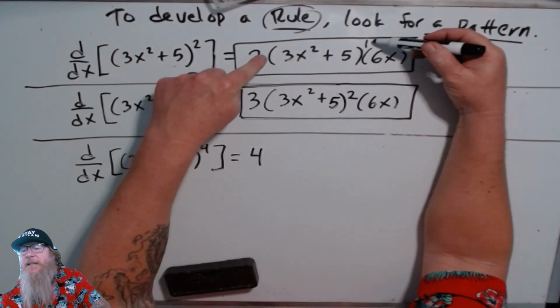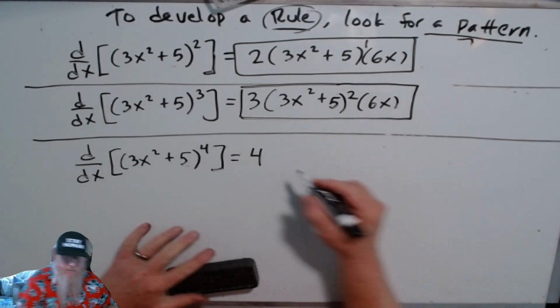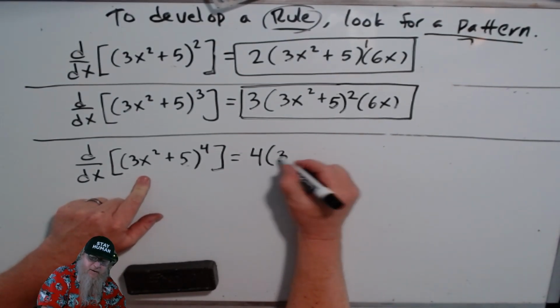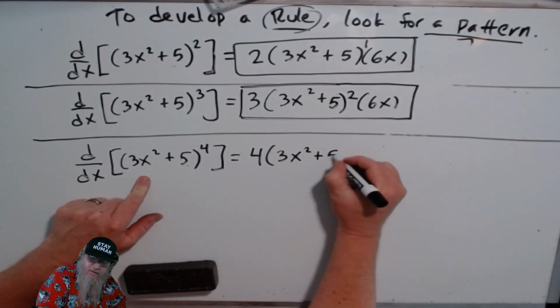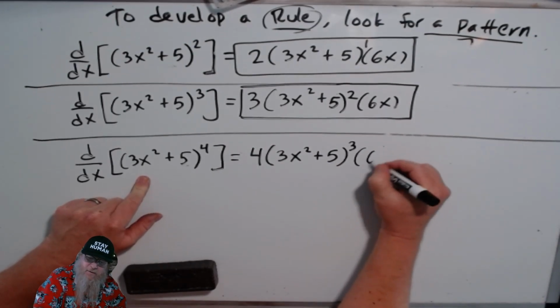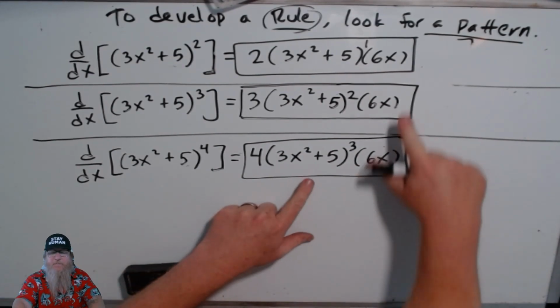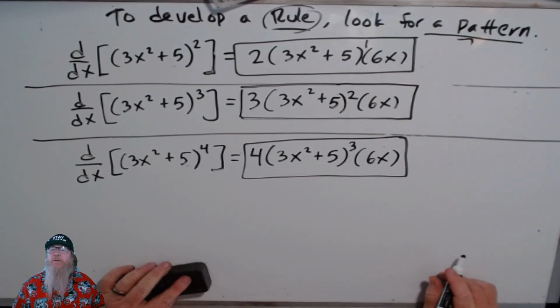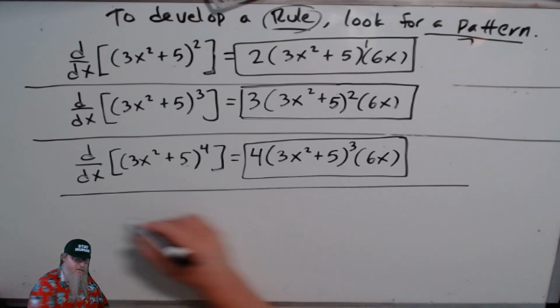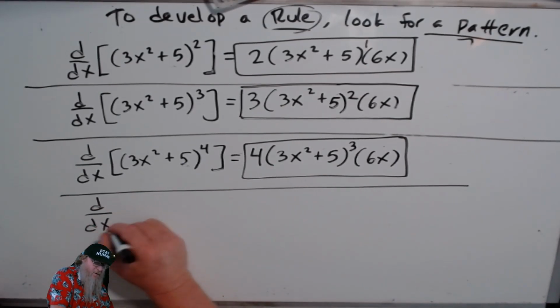So the first one has a first power. This one has a second power. So the one I'm about to do must have a third power. And then notice the 6x just kind of goes along with the rest of them. Do you see the pattern? Let's do one more.